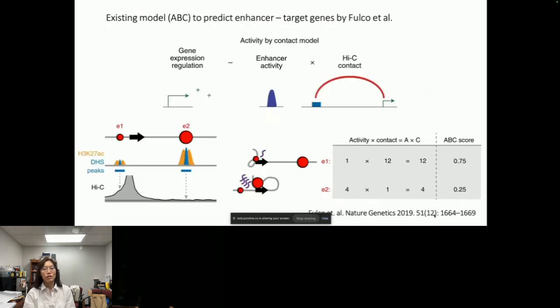Before we get to our model, this is the accepted model in the field that has two components to understand the EP relationship. One part is the strength of the enhancer that can be measured by the H3K27 acetylation. And then the other is the Hi-C contact intensity between the window that contains the enhancer and the window that contains the promoter of the target gene.